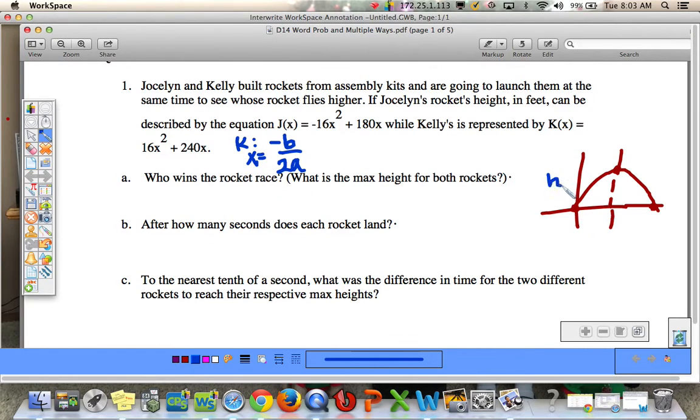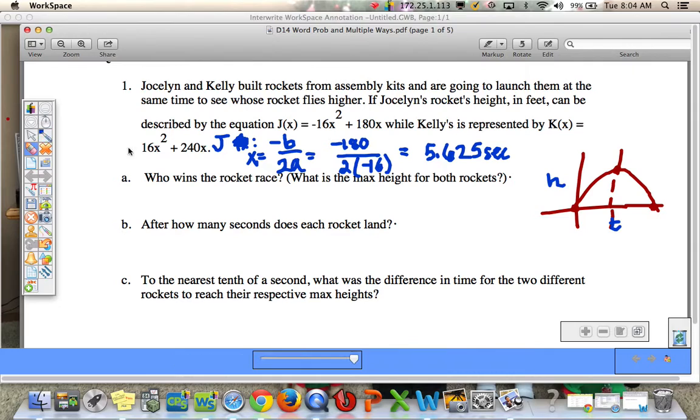And again, this is height, and this would be time. So we're looking for the time here, and then we're going to find the height at the time that it reaches the vertex. So right here, if we look at our equation, negative b is negative 180, over 2a, and that would be 2 times negative 16. So if we do negative 180 over negative 32, we're going to get 5.625 seconds. Okay, so actually this is Jocelyn I was looking at, not Kelly. So Jocelyn, it takes her rocket 5.625 seconds to reach the max height, but we need the actual height.